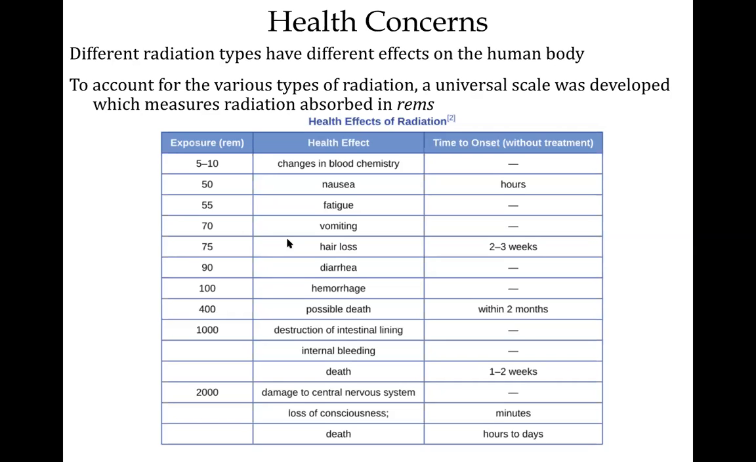So if you get a lower dose, 400 rems, you can still die, but it would maybe take a couple months, right? Whereas you double that to 1,000, it's going to take a couple weeks. You double that again to 2,000, and now we're talking anywhere from minutes to hours to days. So certainly the amount of exposure is proportional not only to the side effects, but to how quickly the onset of those side effects is going to occur.